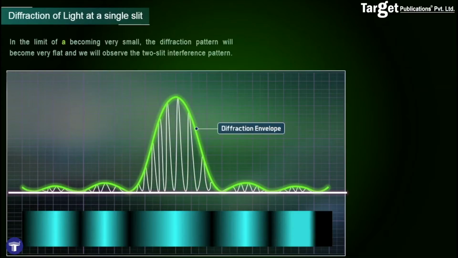Why does this happen? Because the width of the slit becoming small means that the number of sources which are contributing to the pattern becomes less, and if it becomes very less, it means that ultimately you just have 2-point sources in the Young's double slit experiment, and that's just a pure interference from two sources. And therefore in the limit of a, which is the width of each slit becoming very small, the diffraction pattern spreads out, it just flattens out, and what happens is that you get the interference pattern again, that is, you get a pure interference pattern.